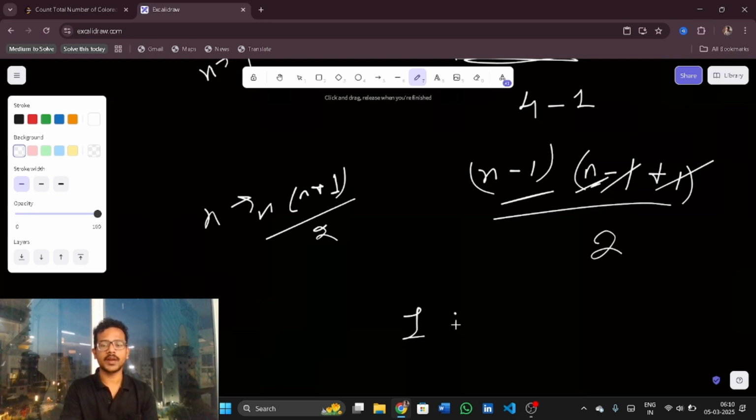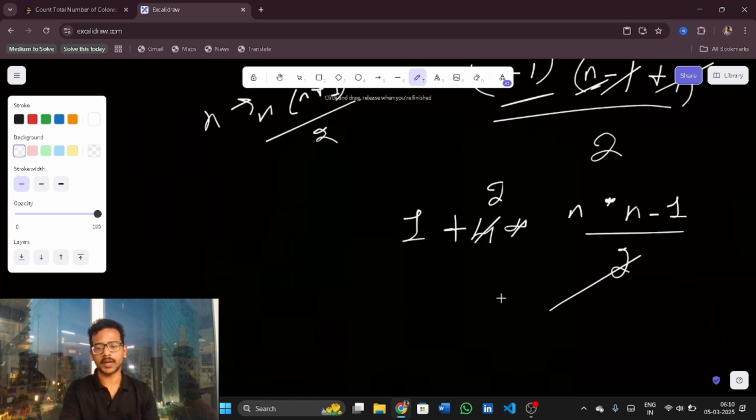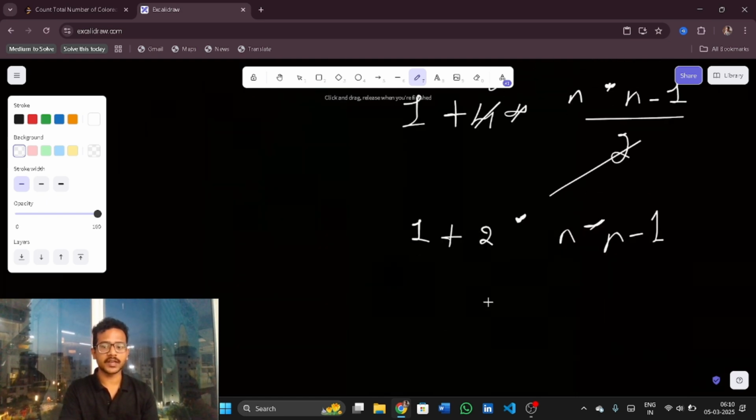So 1 plus 4 into n into n minus 1 by 2. So this 2 and the 4 will be cancelled out: 1 plus 2 into n into n minus 1. This is the total number of colored cells that I can have for value n. This is how you solve this problem.